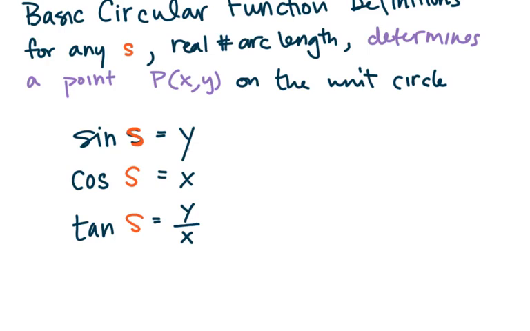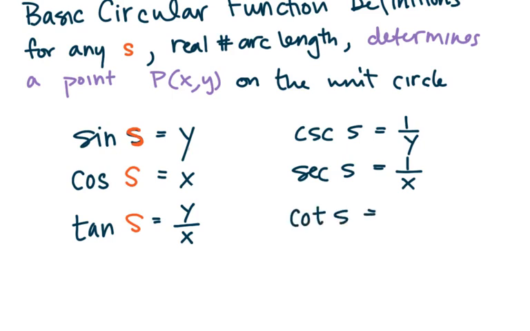Similarly, we have the same definitions for our trig functions. Cosecant of s is reciprocal to sine, so that's going to equal 1 over y. Secant of s is reciprocal to cosine, so that's 1 over x. And cotangent s is reciprocal to tangent, so x over y. Again, the s is just saying that angle measure, s is equal to theta. So I can think about putting a theta in there and it would be the same thing.